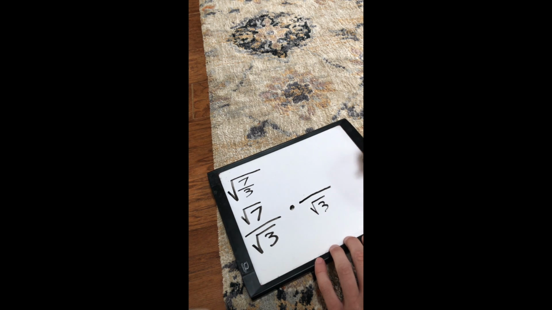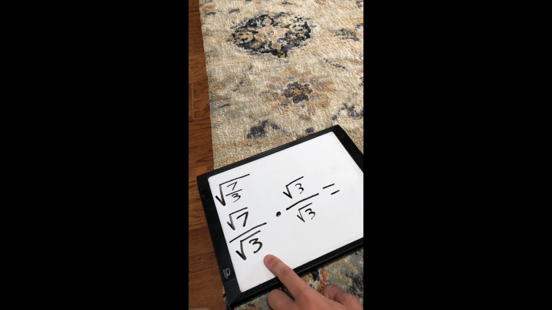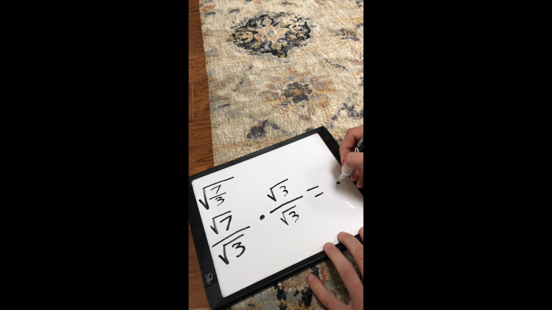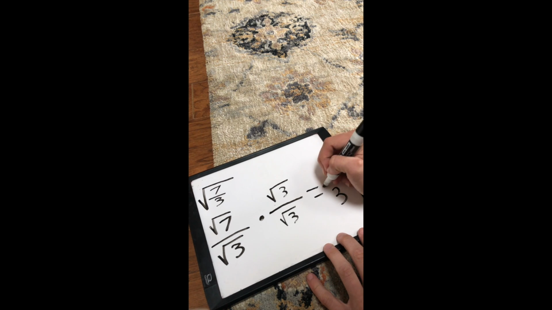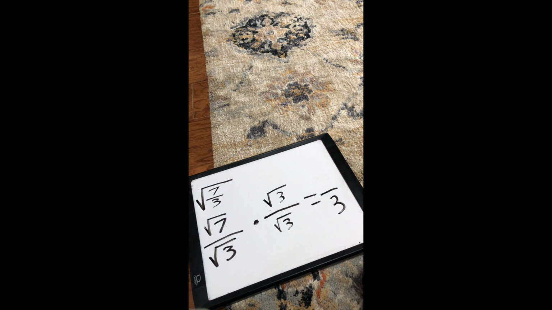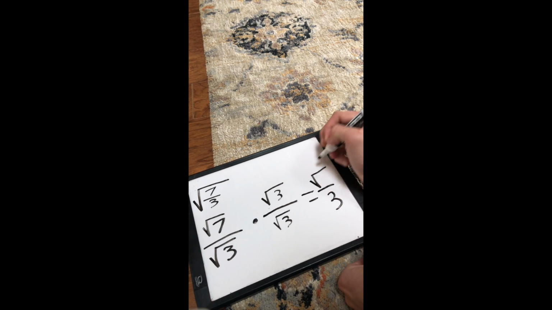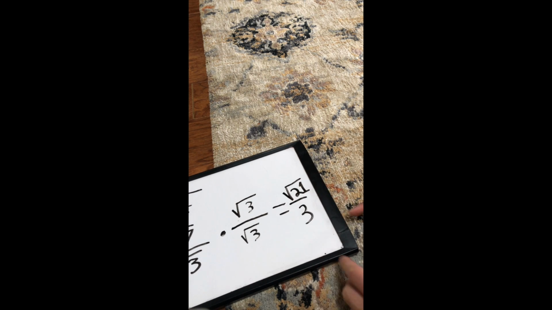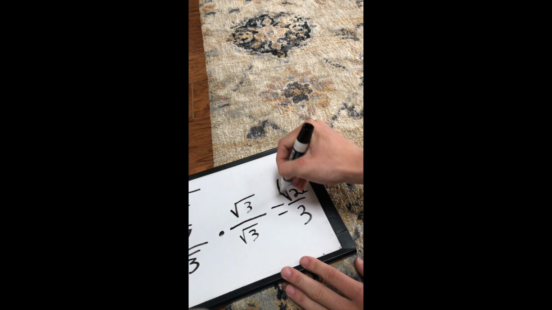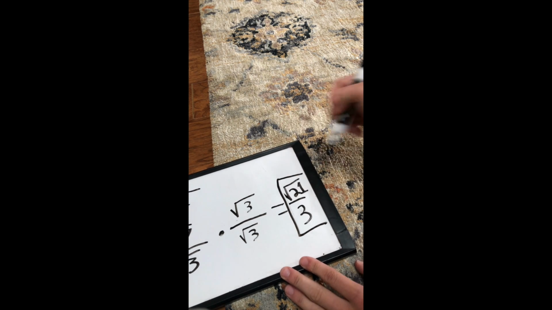And because I multiplied it by itself on the bottom, I have to multiply it by itself on the top. So the square root of 3 multiplied by the square root of 3 is just plain old 3. But the square root of 7 multiplied by the square root of 3 is the square root of 21. Now, in radical form, this cannot be simplified anymore. So the square root of 21 over 3 is your answer.